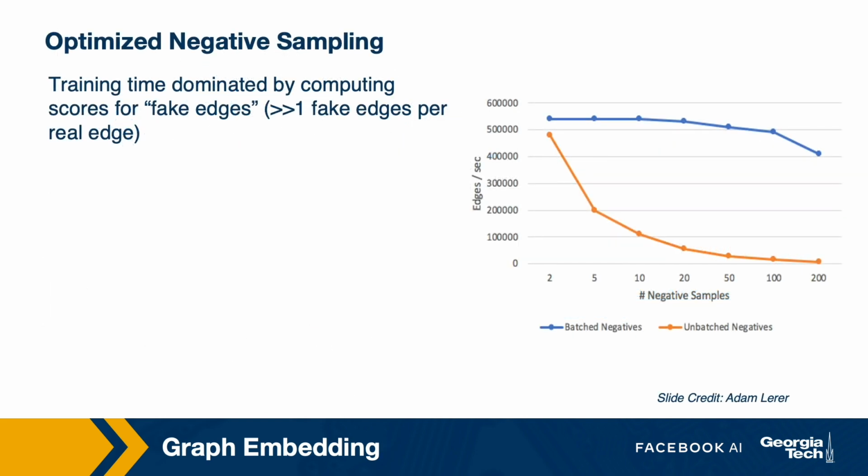In order to train embeddings fast on a giant graph like Wikidata, which I just showed you, we need to optimize a lot of things. One thing that is particularly helpful is what we call optimized negative sampling.